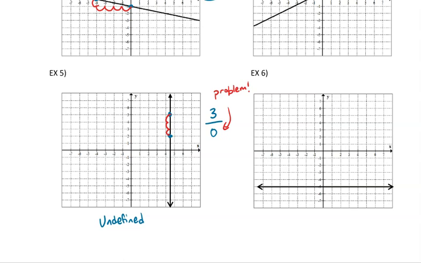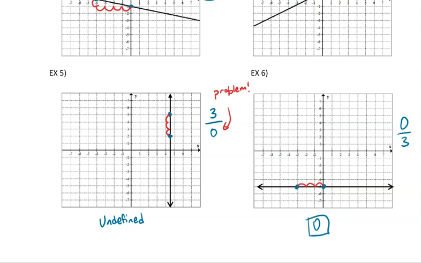All right, example 6 is going to be a little similar. Again, let's pick a couple points. How far up or down would we have to go? Well, we'd have to go up or down 0, because it's already on the same level. But then we'd have to go over 3. This one's not a problem. 0 divided by 3 is just 0. So we have a slope of 0.